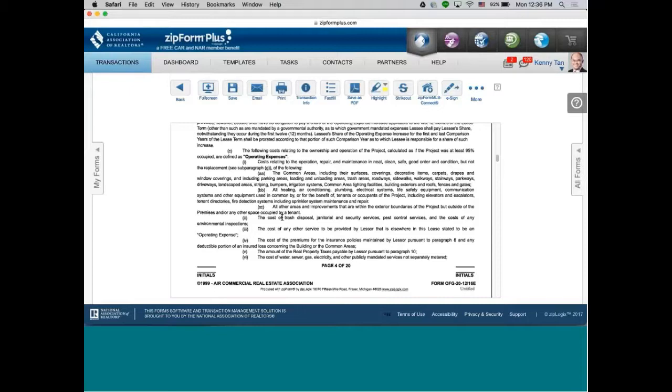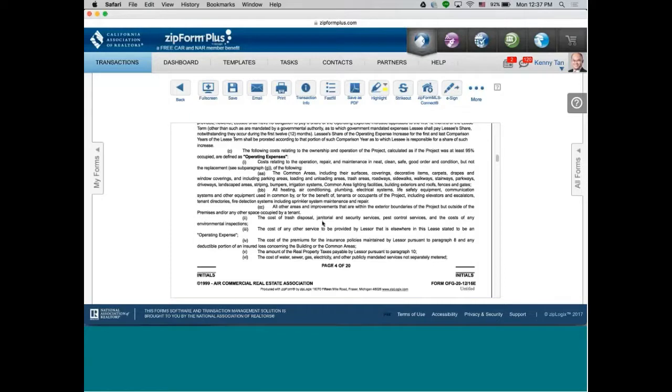It appears to me they are the same. The items that are included in the operating expenses would include, number one, costs relating to the operation, repair, and maintenance in neat, clean, safe, good order and condition, but not the replacement of the following. The common area, it's the same. Heating, air conditioning, plumbing, electrical systems, life safety equipment, communication, and so on. Those are the same. All other areas and improvements that are within the exterior boundaries of the project but outside of the premises occupied by the tenant, the same as in the net lease.